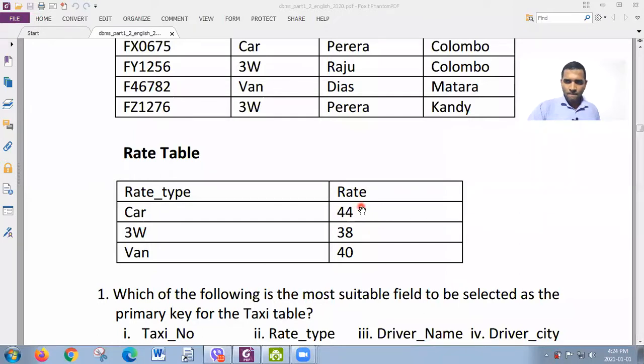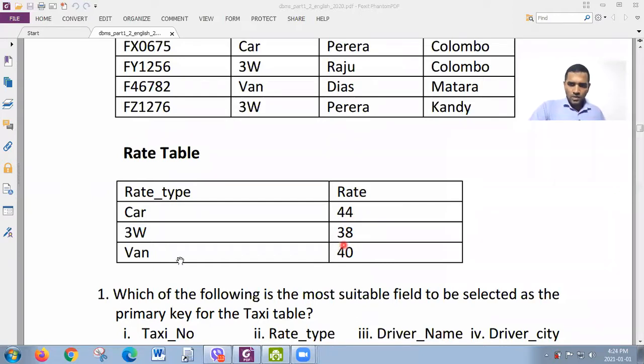Because the rate maybe for many types. Okay, rate cannot be because, look here, in this table, it seems to be unique. 38, 40. But you know, there may be another type. Sometimes you may have another type that may have 44 rupees. Have you understood, right? So this rate can be duplicated.